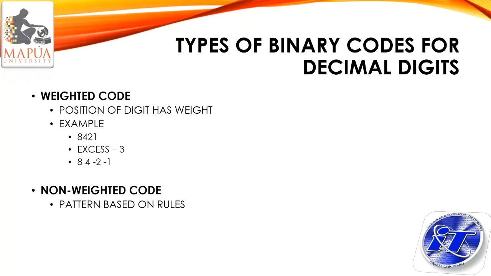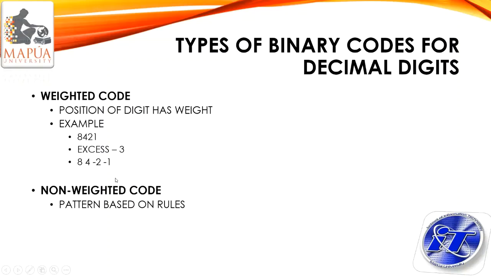So we have two types of binary code for decimal digits. We have weighted code and non-weighted code. In weighted code, the position of the pattern has a weight. For example, if we use 4 bits to represent one decimal digit, we could use 8421. It means the first position has a weight of 1, the second position 2, then 4, and the fourth position is 8. We could also have negative positions like -2 and -1.